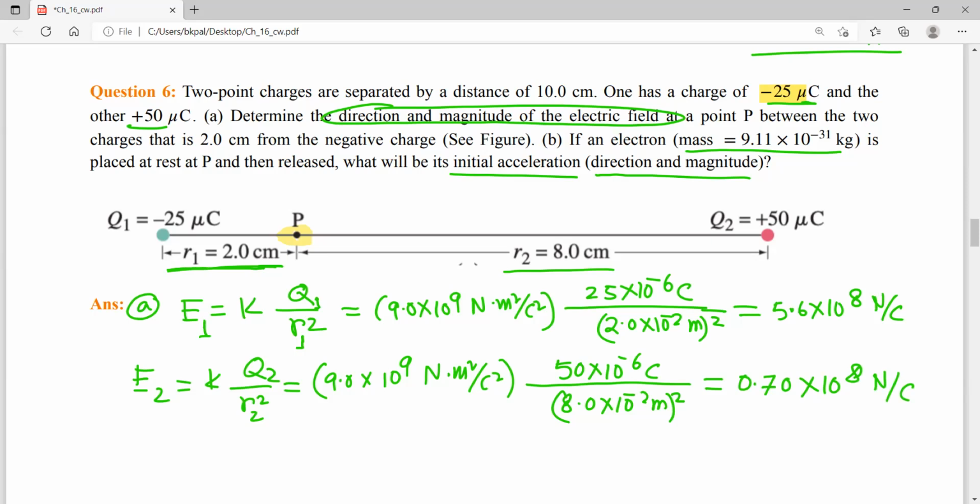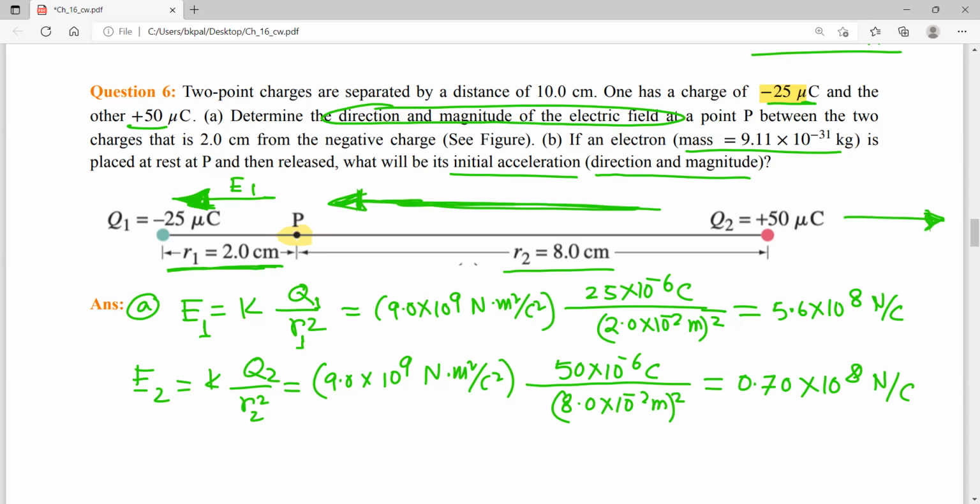Okay, so now you see that Q1 is negative. Okay, and for a negative charge, the electric field direction is towards it, right? So the direction will be in this direction for E1, right? And for Q2, the direction is always outward, right? So it will be in this direction. Okay, it will be in this direction.